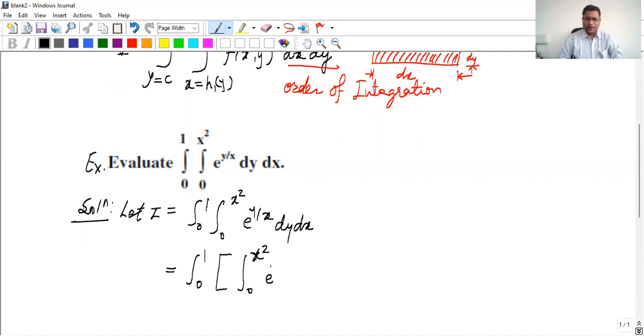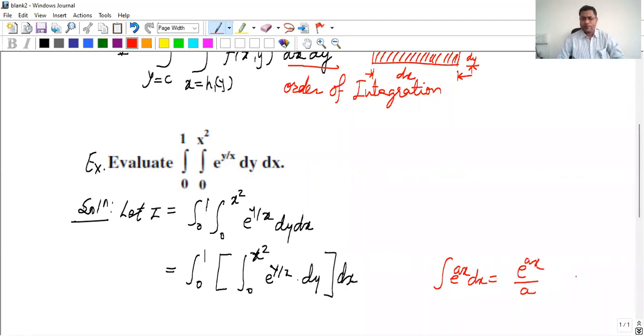And here we have e raised to y by x, and this is dy. So we are integrating with respect to dy first and then with respect to dx. Okay. So what do we know about integration? Integration of e raised to ax dx is equal to e raised to ax upon a. Here, instead of x, what is the variable of integration? Y. We are integrating with respect to y.